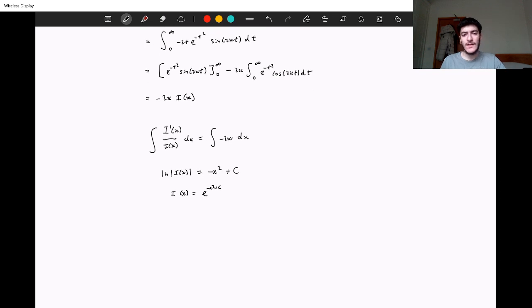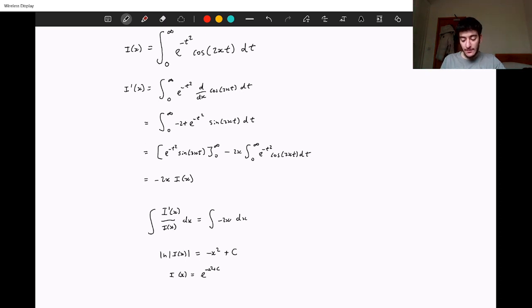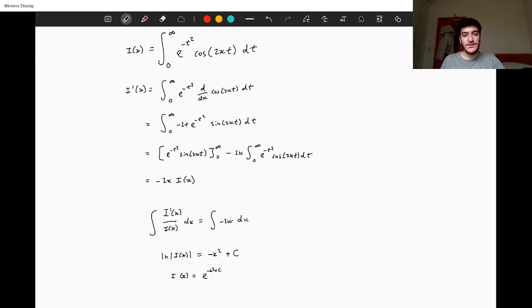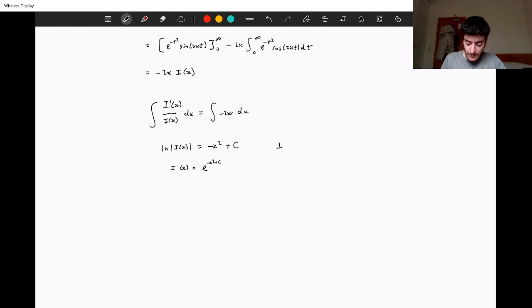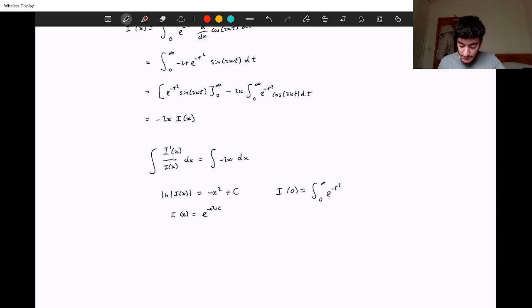Now you may think, how do you find c? Well, what was I of x in the first place? I of x was our integral, right? And it works for any x. So to find the constant, we just have to pick a value for x. And if we know the integral, then we're good. Maybe the easiest one will be, what would I of 0 be? Because I of 0 equals the integral from infinity to 0, cos of 0 is 1, so it's just going to be left with e to the minus t squared dt.